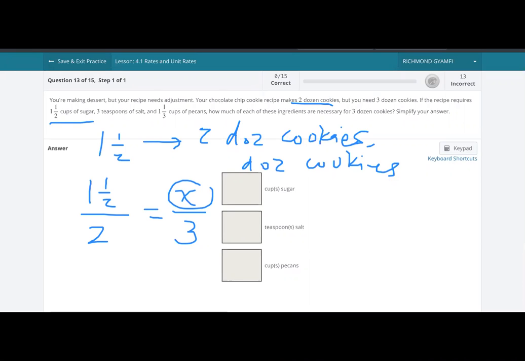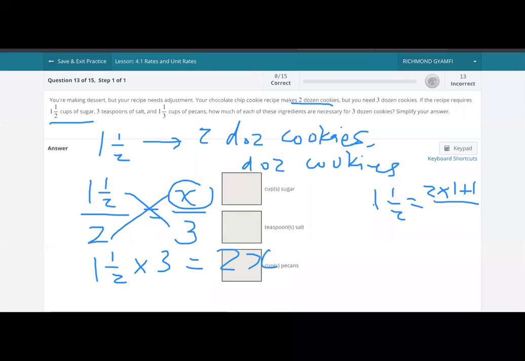Now, at this point, you could cross multiply, or you could multiply through by the LCM or the LCD. Now, let's cross multiply. If you do that, you have 1½ times 3 equals 2 times X, which is 2X. Now, how do I change from mixed numbers to improper fractions? So I have 1½ should be equal to 2 times 1, which is 2, plus 1, which is 3, and then the denominator is still the same thing. So 2 times 1 is 2, plus 1 is 3, so 3/2.